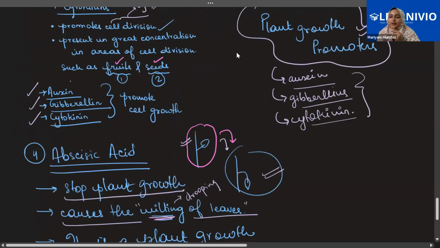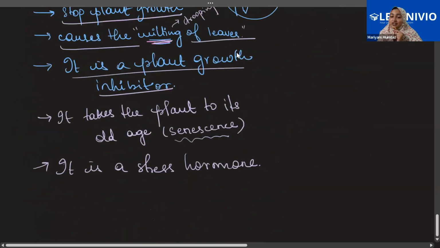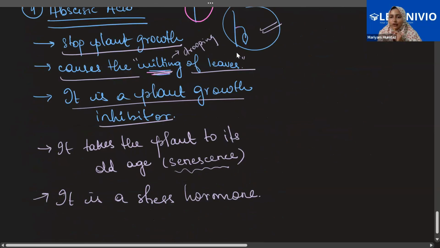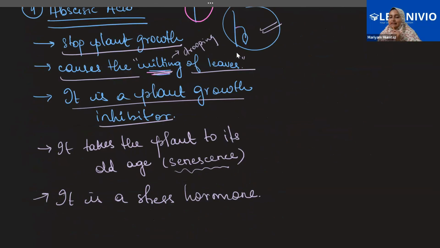Okay, so you know what's the good news with this? We have actually completed the chapter Control and Coordination. The chapter is completed finally.